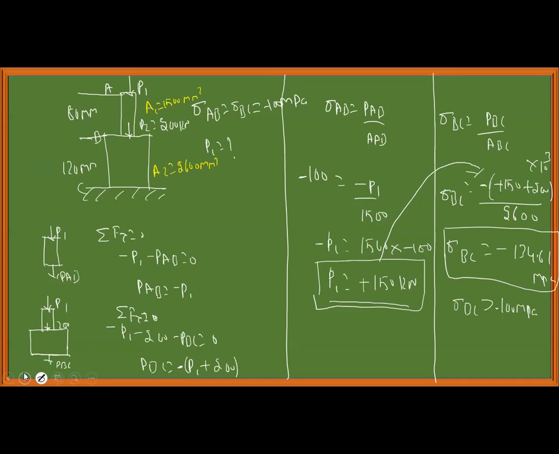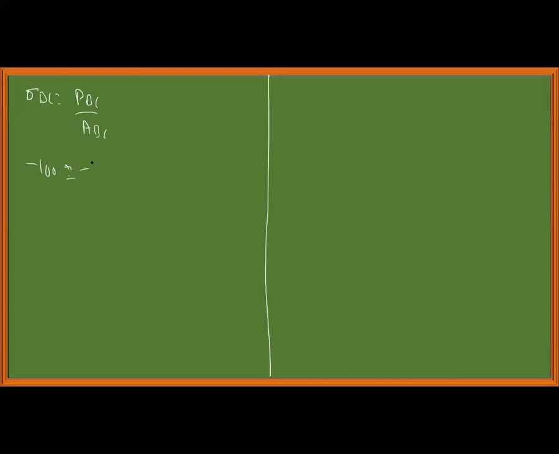Sigma BC, which is equal to PBC by ABC. Sigma BC is minus 100, which is equal to PBC, which is minus P1 plus 200 by area of BC, 2600. Can you tell me what is P1 from this? Sorry, that's P1.